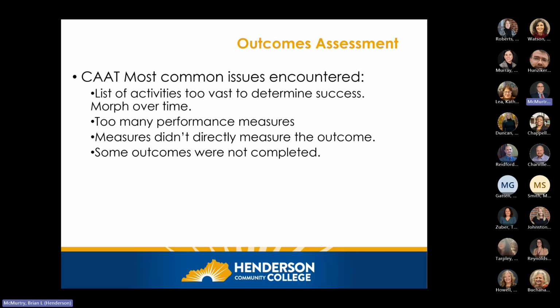We have also found sometimes that measures don't directly measure the outcome. For example, if we have an outcome that measures retention, there might be a measure in there that measures enrollment instead. So it's really important to make certain that our measures line up with the outcome. And then obviously the most critical piece is that sometimes our outcomes don't get completed at all. That's a bigger issue and a definite compliance issue as far as SACS is concerned.